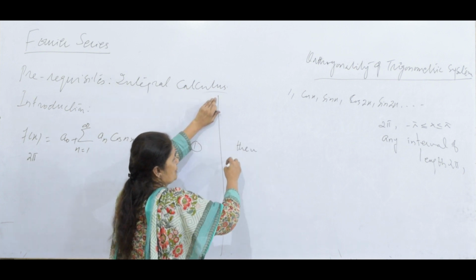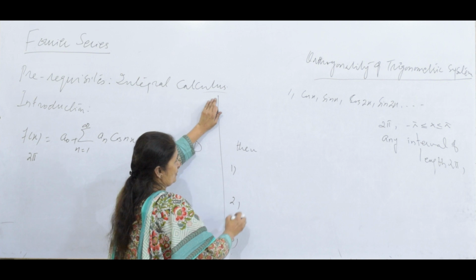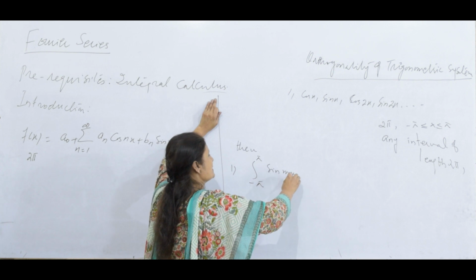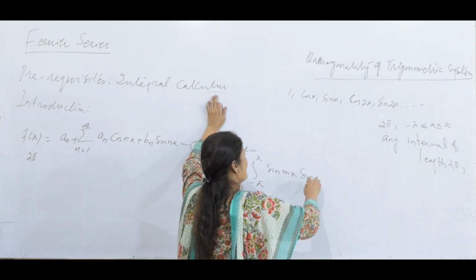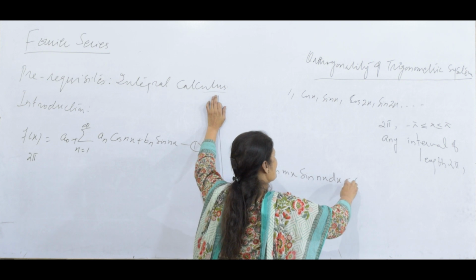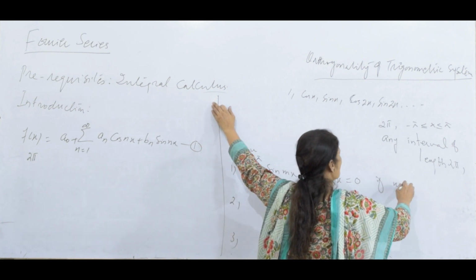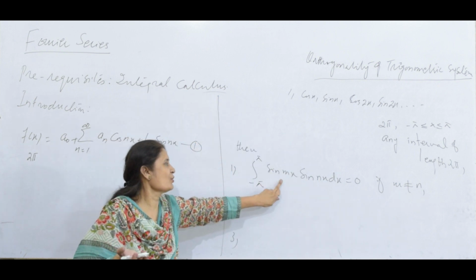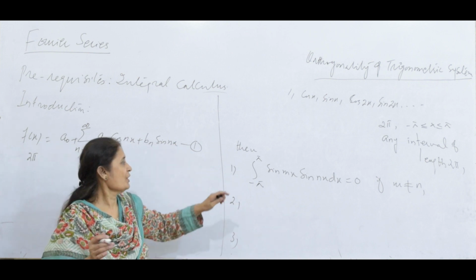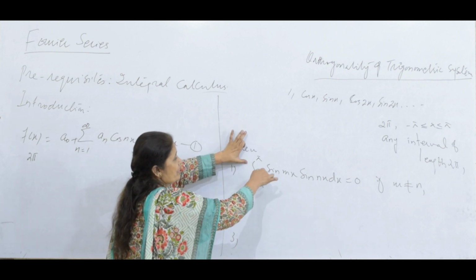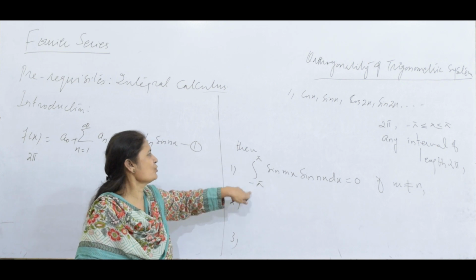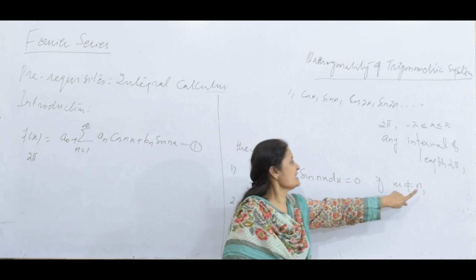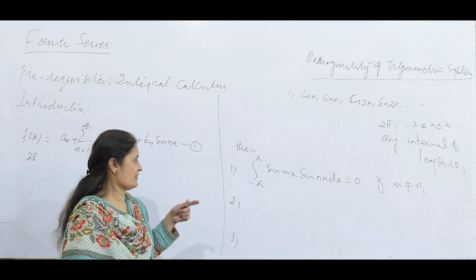Then there are 3 steps to be noted. Minus pi to pi of sine mx sine nx dx will be 0 if m is not equal to n, where m and n are integers. If they are not equal, then you are putting 0, but make sure the length of the interval must be 2 pi. It can be 2 pi to 4 pi, 0 to 2 pi, anything. But if they are equal, both integers, you are getting some answer which is the area under the curve.